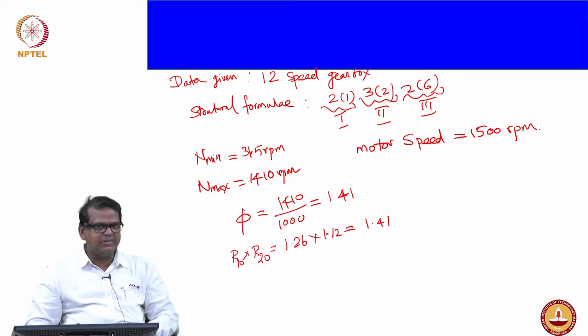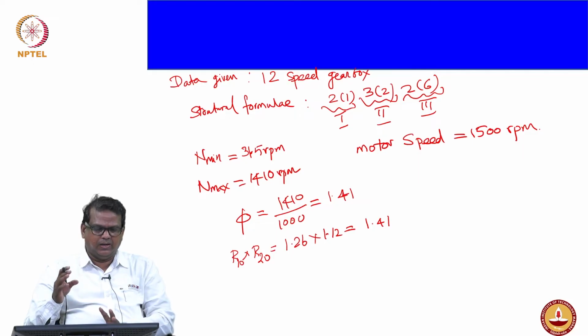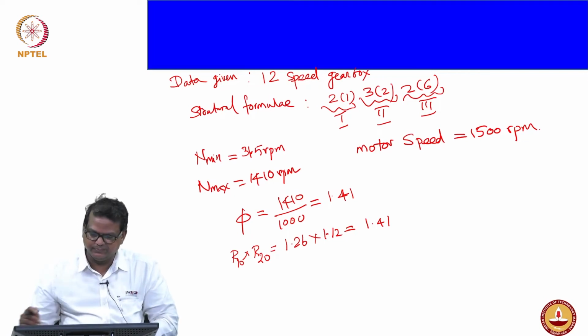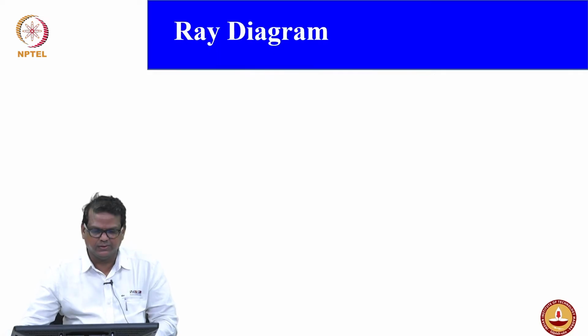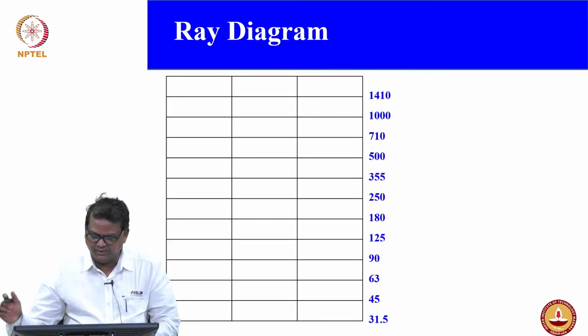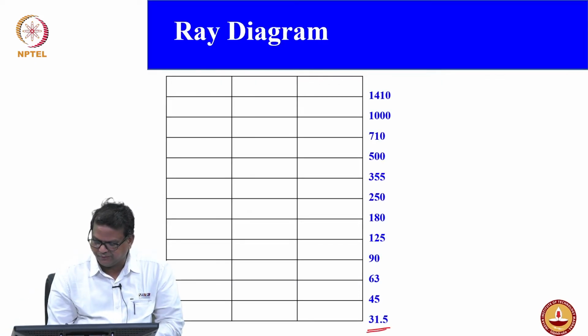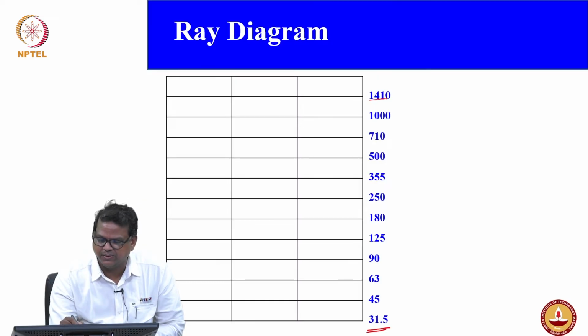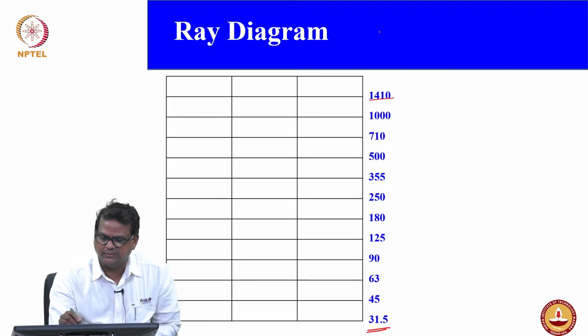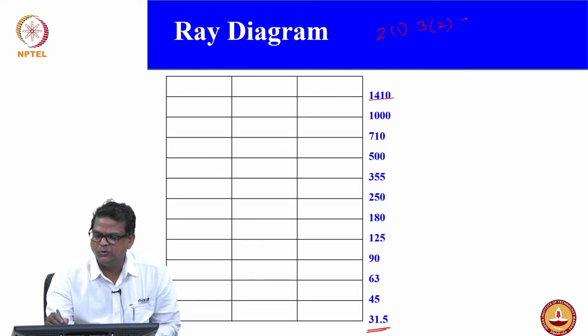Okay. Now we will solve these given speeds for constructing the ray diagram. So as you are aware, this is the ray diagram. It has 12 speeds clearly given. This is your minimum speed 31.5 rpm and this is your maximum speed 1410 rpm. Okay, that's clearly given. And also we have to rewrite the structural formula: 2 of 1, 3 of 2, and 2 of 6.